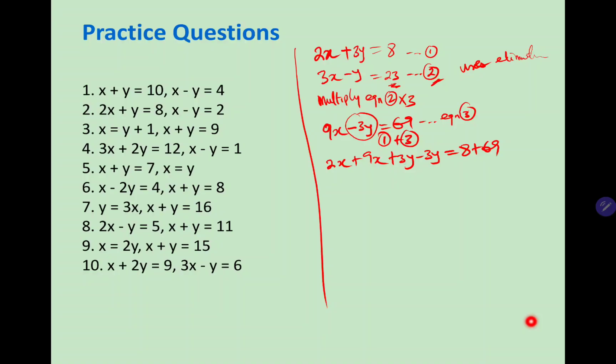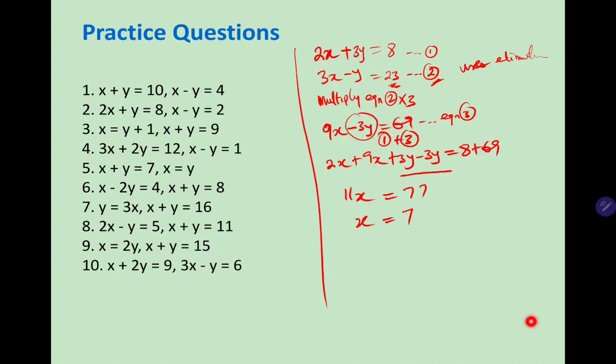So if we do this, 3y is going to eliminate 3y. Then what we have here is 2x plus 9x will be 11x is equals to what? 8 plus 69. 9 plus 8, 77. Okay. And here x will be equal to what? 77 divided by 11 should be 7. Yep. Just get the idea. If I make arithmetic mistake, please let me know in the comment section. So I think x is equals to 7.